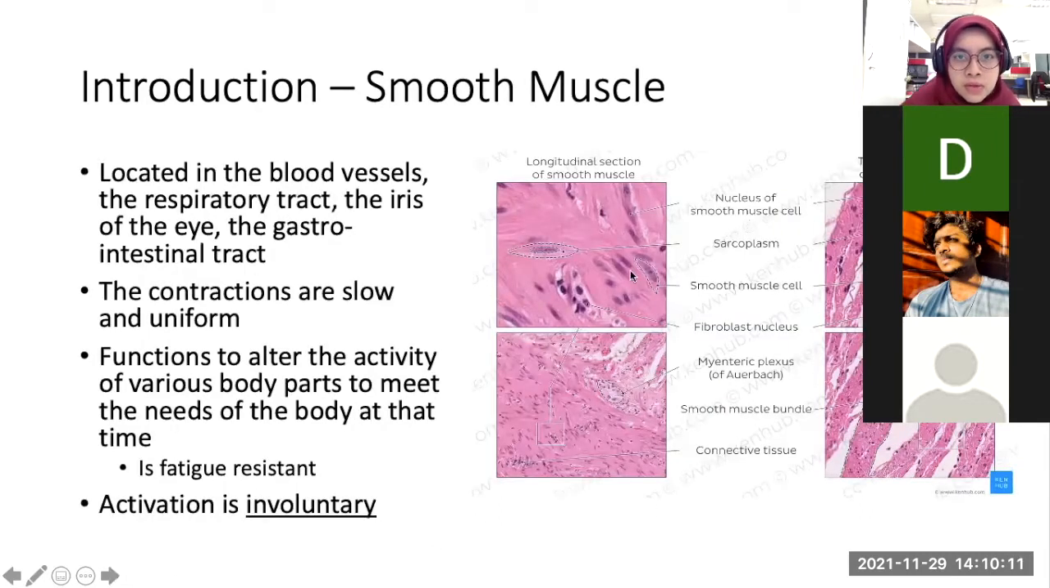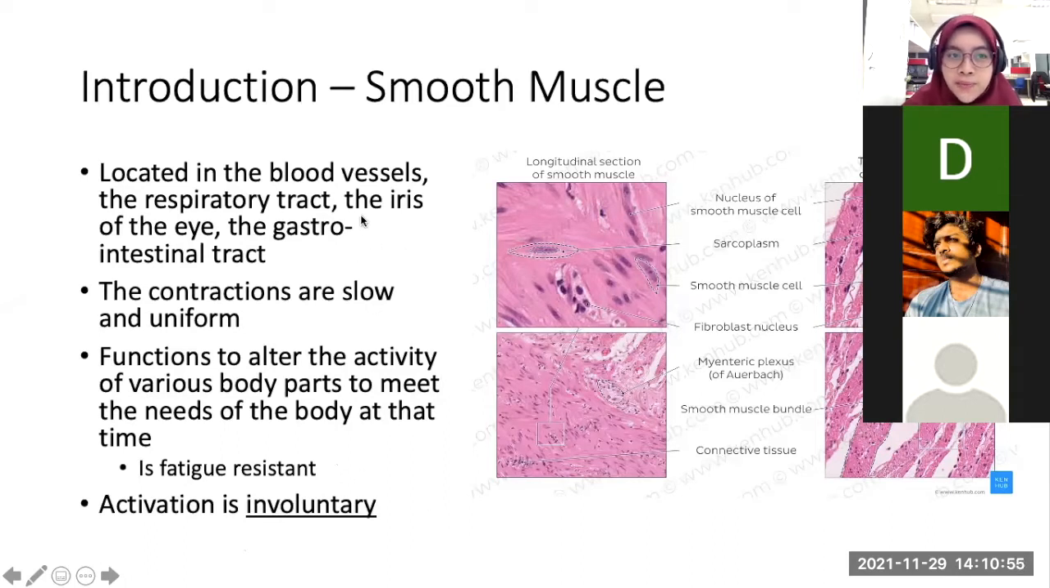Okay, so another type of muscle is smooth muscle. So smooth muscles are located in the blood vessels, respiratory tract, even the iris of our eye, and also the gastrointestinal tract. So compared to skeletal muscle, smooth muscle contractions are rather slow and also uniform, and they function to alter the activity of various body parts to meet the needs of our body at that time. And generally, smooth muscles are fatigue resistant, meaning they hardly become fatigued, although they are repeatedly activated. And the activation of smooth muscle is rather involuntary. So this is important for us to understand.